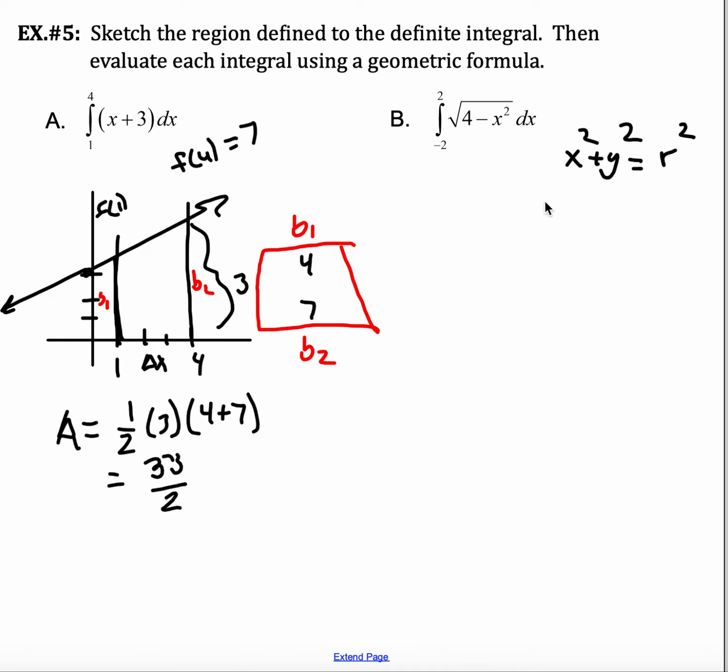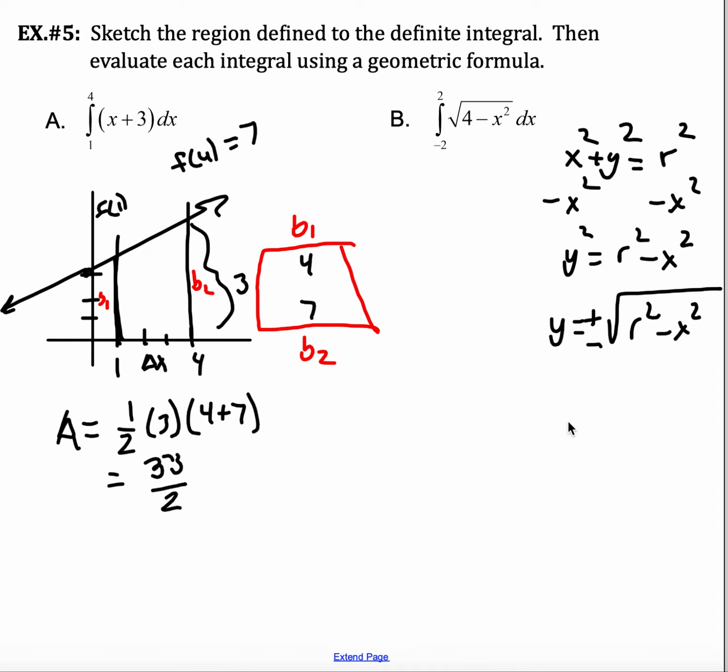Well, if I subtract x squared from both sides, I get y squared is equal to r squared minus x squared, and we know r squared is the radius squared. If you were to plug this in your calculator, you're going to have to take the square root of that, and normally you will have a plus or minus. So your function should look something like this, plus, and then minus the square root, okay? We have the plus side here.